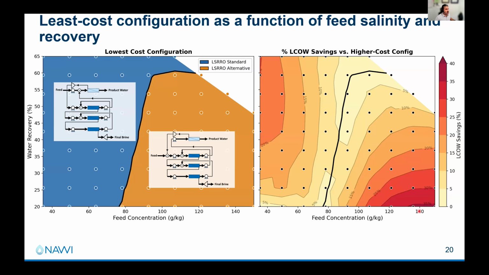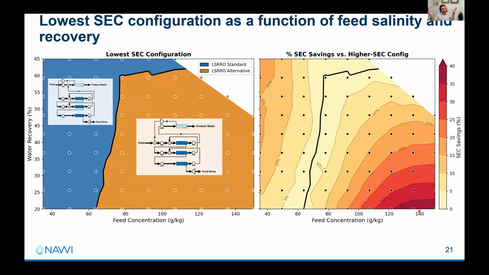Hopefully that makes sense. And we could do the same thing if some people just want to look at energy consumption. We could do the same thing with SEC. You could see a similar trend where the standard configuration results in the lowest specific energy consumption versus the alternative. And the trend is that the alternative outperforms at higher feed salinities. So it is likely more suitable for produced water treatment, okay?